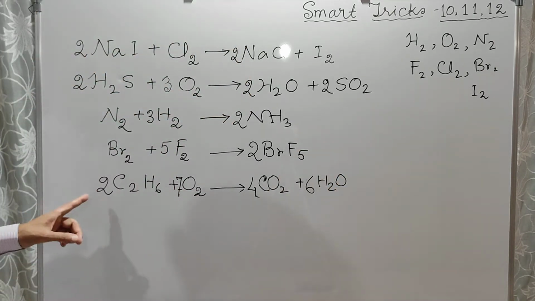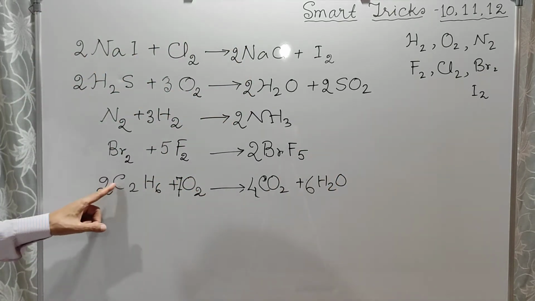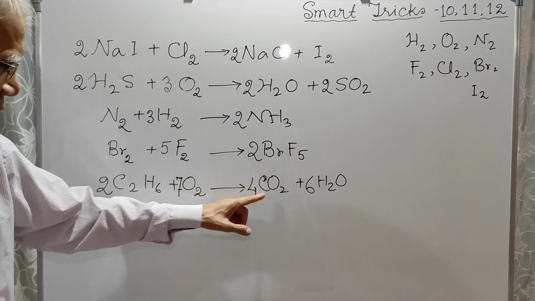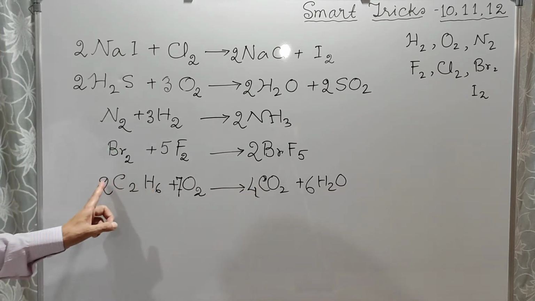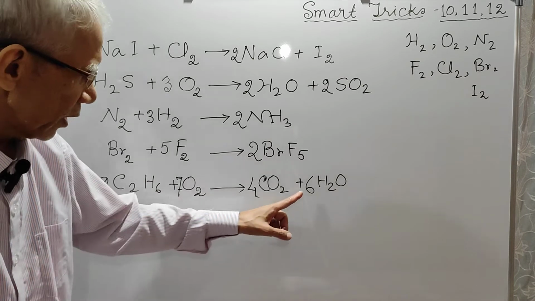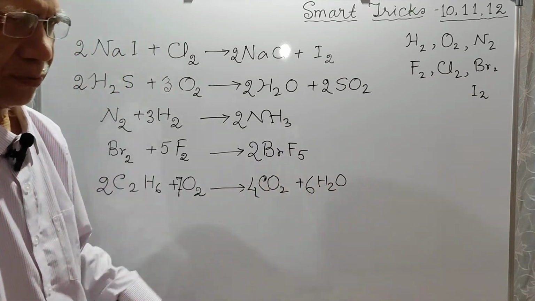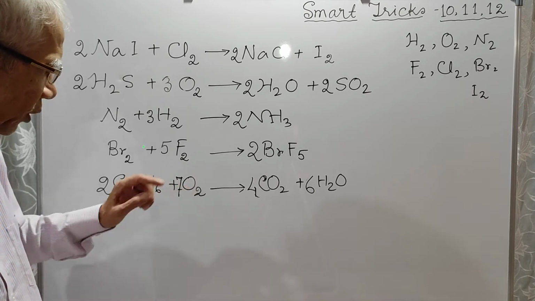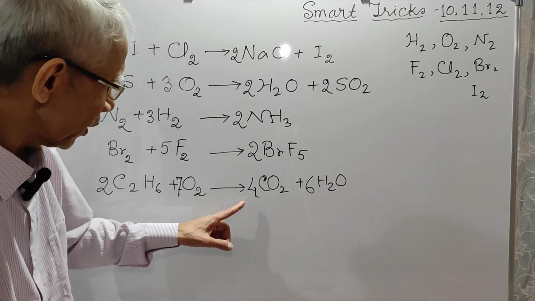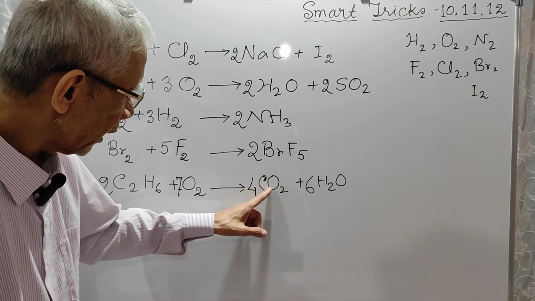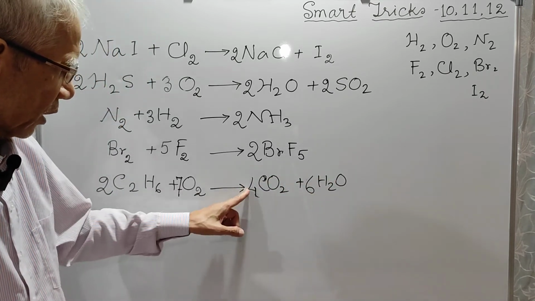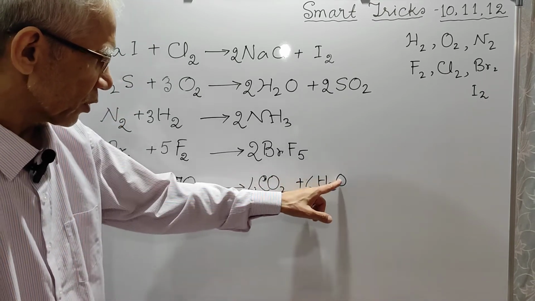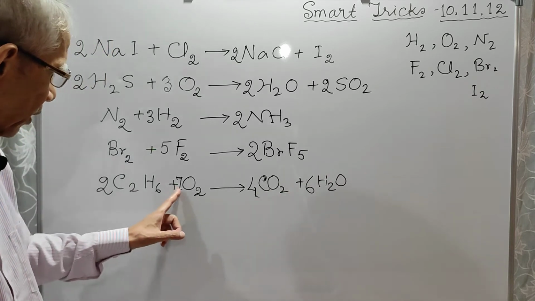Okay. So now count and see. Carbon 4, hydrogen 2 into 6, 12, hydrogen 12, hydrogen 6 into 2, 12, right? Now oxygen 7 into 2, 14, oxygen 14. So you see 4 to 8, 8 plus 6, 14. So 8 oxygen, then 6 oxygen, 8 plus 6 what? 14. So 7 into 2, 14.